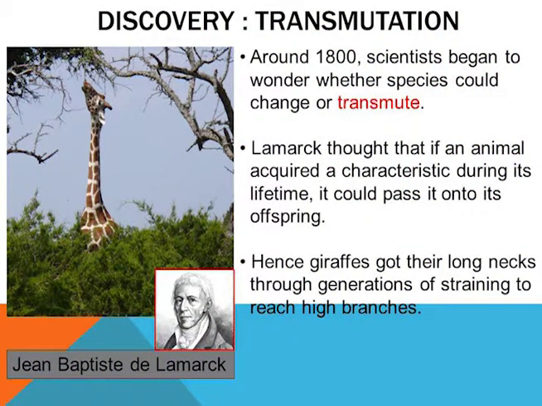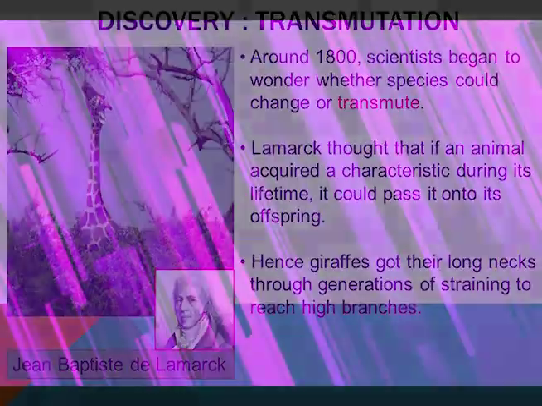Discovery factor: transmutation. Around 1,800, scientists began to wonder whether species could change or transmute. Jean-Baptiste Lamarck thought that if an animal acquired a characteristic during its lifetime, it could pass it on to its offspring. Hence, giraffes got their long necks through generations of straining to reach high branches.